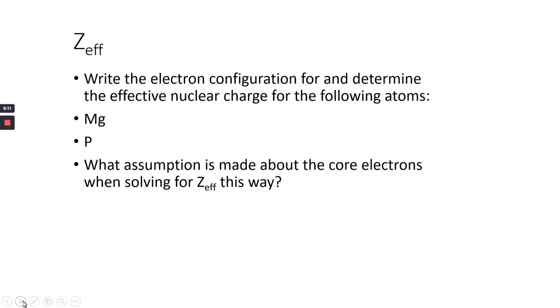So let's practice calculating some Z effectives. Here we have magnesium and phosphorus, and it says write the electron configuration. Magnesium has 12 electrons, so it's 1s2, 2s2, 2p6, 3s2.